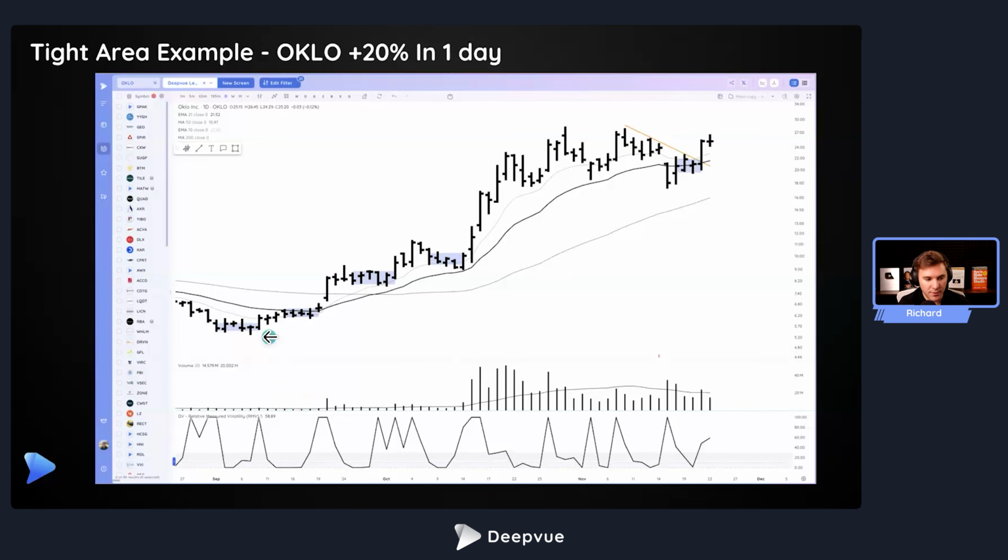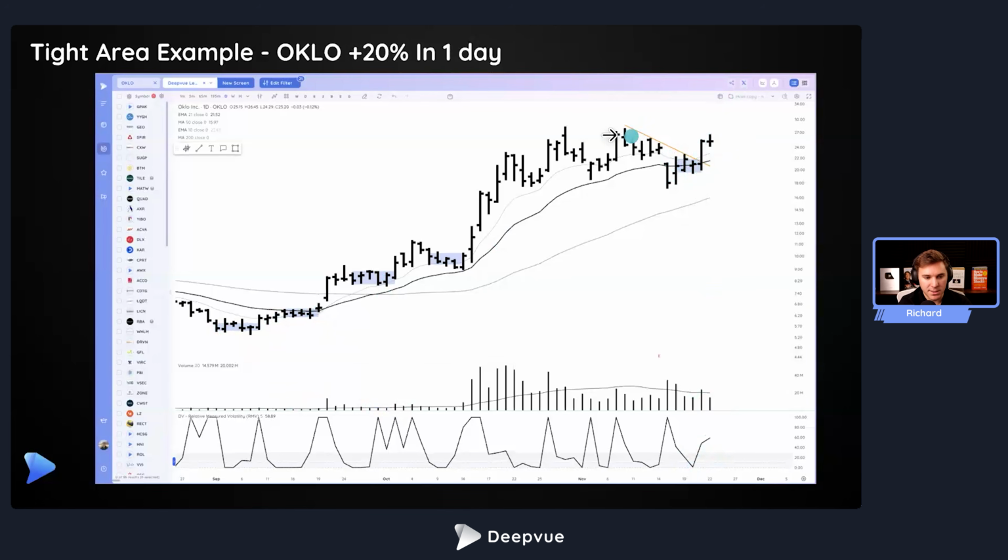Oklo, another good example of RMV identifying the subtle tight areas, as well as the recent move. You got a tight area here, RMV going to 0, and then we get a 20% move in 1 day, and now we're going tight again. So we'll see if we expand again. If this flags down, RMV will come down, identify the tightness, and then you're looking for the expansion move up.